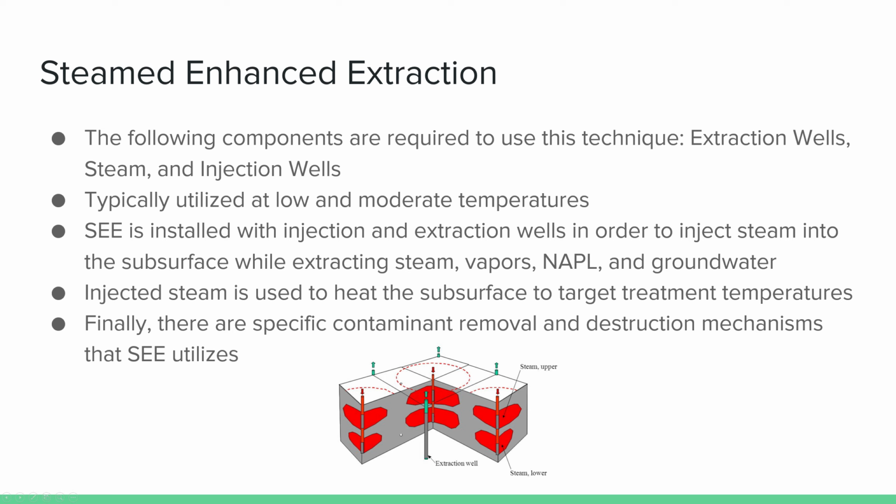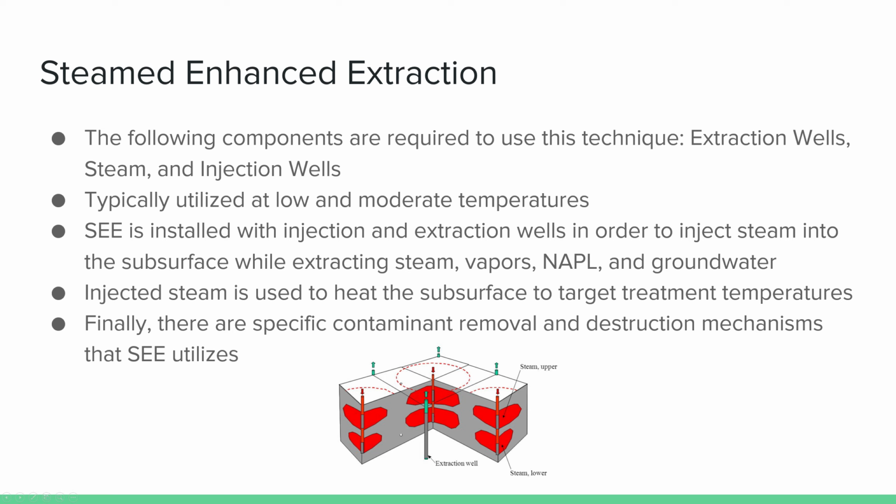that are used to inject steam into the subsurface while simultaneously extracting steam, vapors, mobile, non-aqueous phase liquid known as NAPL, and groundwater. The injected steam is used to heat the subsurface to target treatment temperatures, typically the boiling point of the contaminant of concern at the site.